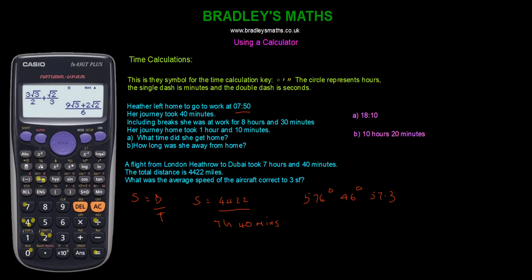Now, in the context of our question, given that this is hours and this is minutes, this doesn't make any sense at all. But what we do is we press this key, the SD key, and it will change all of this into a decimal. And the decimal it changes it into is 576.7826087.